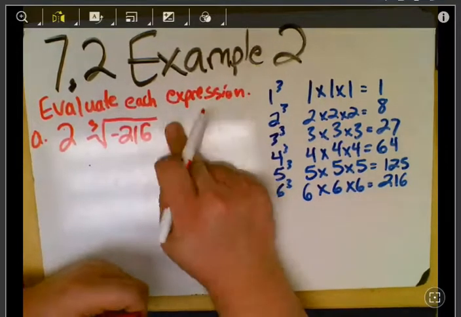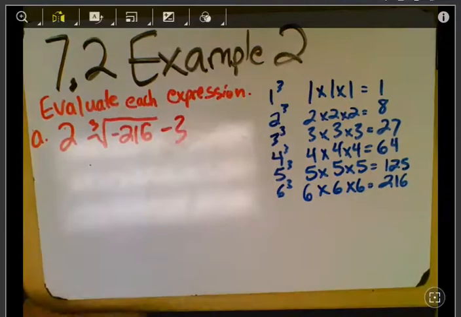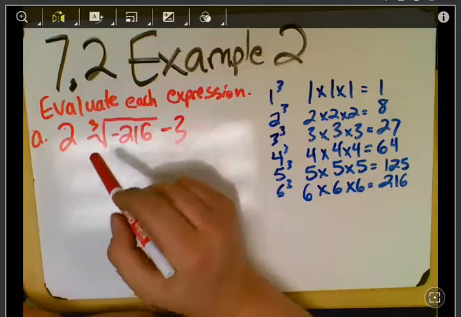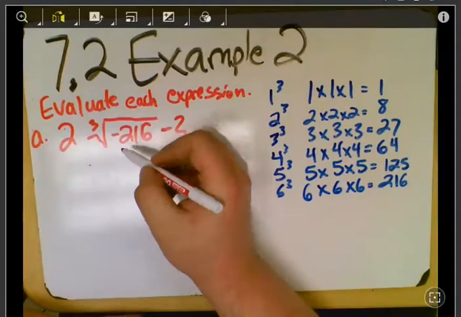So let's move it closer together. It looked a little awkward, negative 3 out there by itself. Okay, so first we need to start by figuring out what the cubed root of negative 216 is.